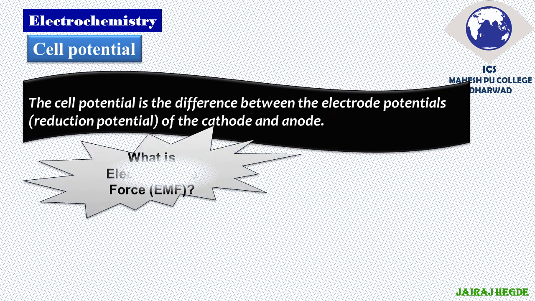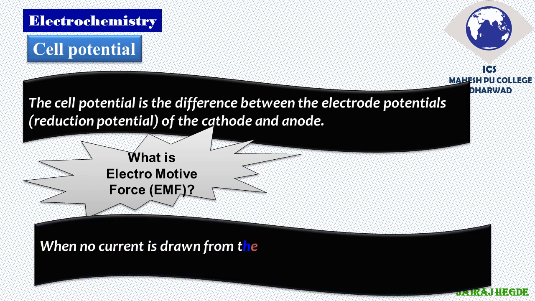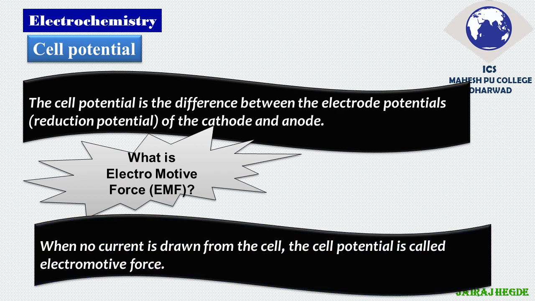So if we do this, we get the cell potential in terms of voltage. That's what we call electromotive force. What exactly is electromotive force, or EMF? EMF is pretty simple. It is a potential, the cell potential, when no current is drawn from the cell.